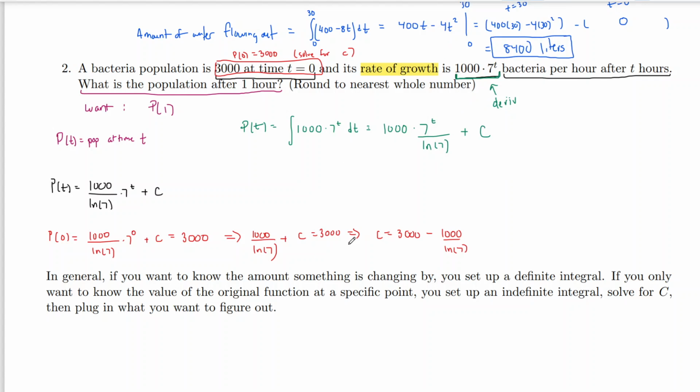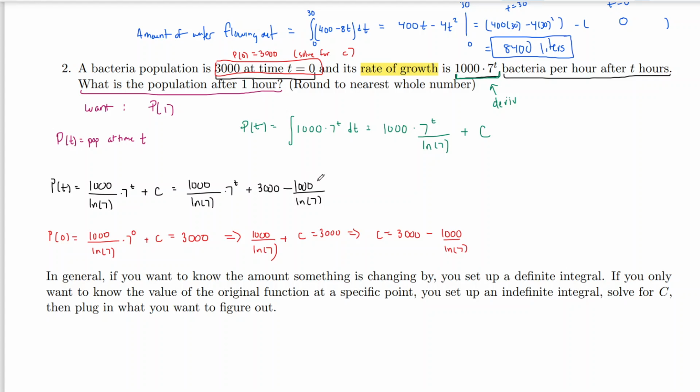And what we're going to do is go ahead and plug this in. So now we know what c is, we go ahead and just write the first part. We have 1,000 over the natural log of 7 times 7 to the t. And when we plug in c, we get plus 3,000 minus 1,000 over the natural log of 7. Now you can do some rearranging here to simplify. You can definitely factor out 1,000 because everything has 1,000. You can find a common denominator and factor out the natural log of 7 on the bottom.